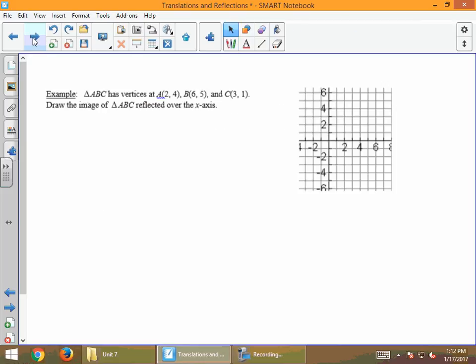So let's give it a go. So we've got a figure, triangle ABC. And we're going to graph those points and we're going to reflect it across the x-axis. So a couple things going on here. But first, let's graph. A, 2, 4. B, 6, 5. C is at 3, 1. And there's your little image, or pre-image, excuse me.